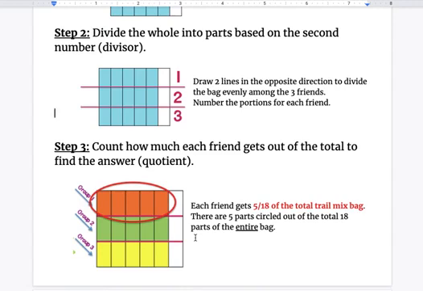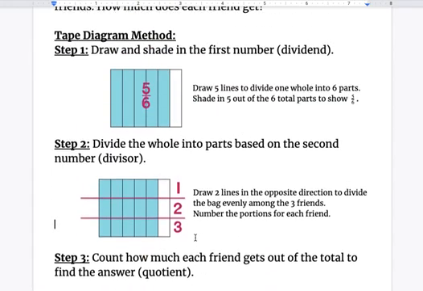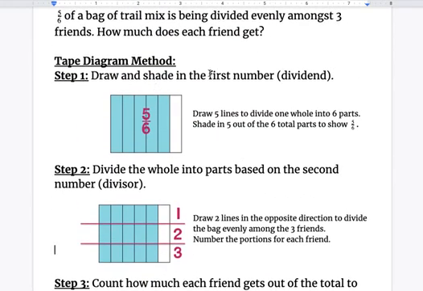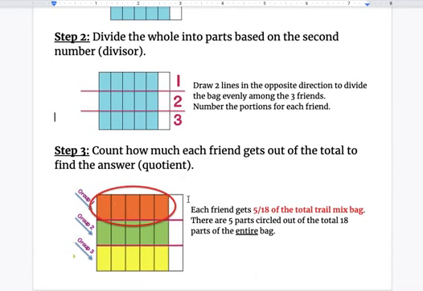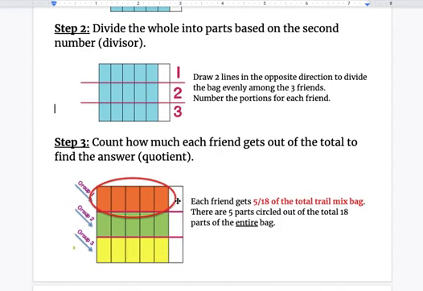So then each friend gets 5/18 of the total trail mix bag. That right there is the tape diagram method. Drawing and shading in the first number, dividing it into parts based on the second number, opposite lines, and then count how much each friend gets out of the entire bag to find the answer.